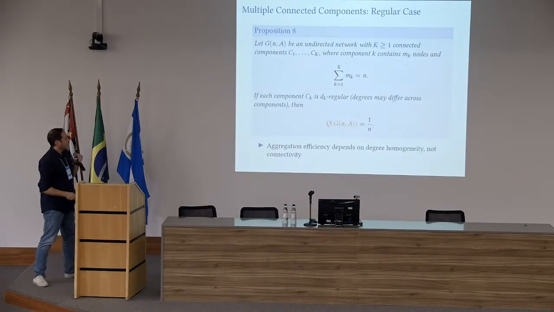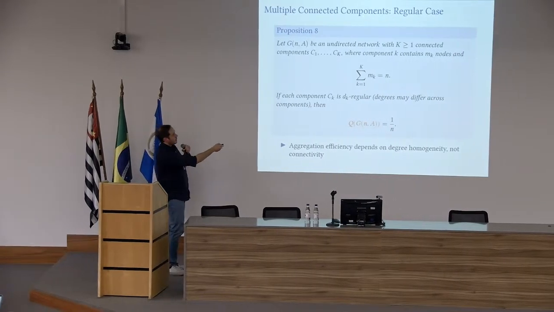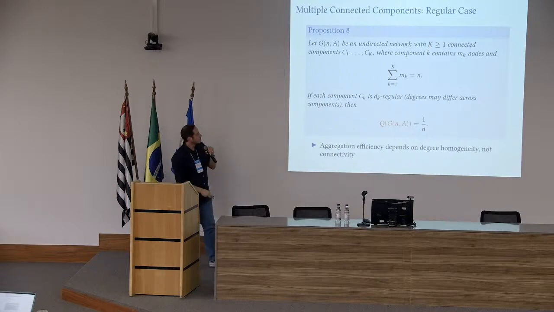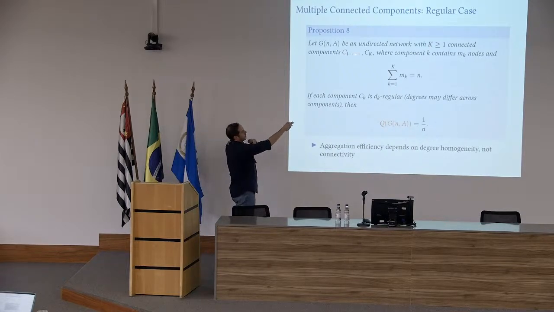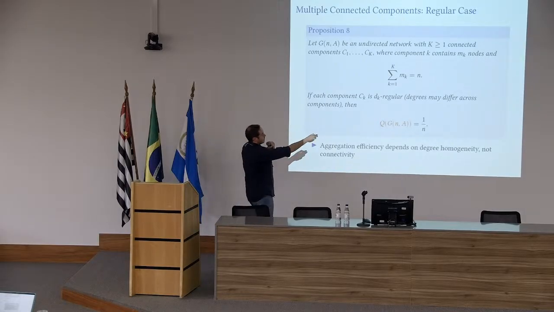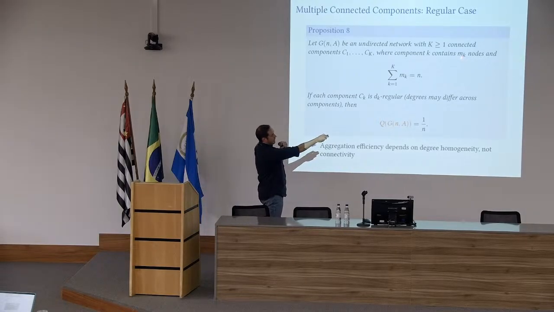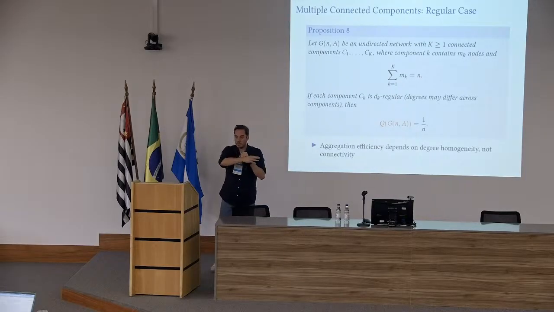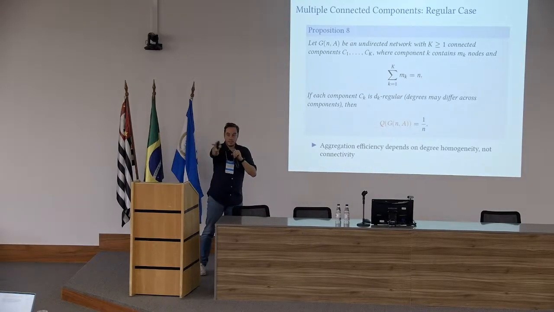Okay, now what this is saying for the regular case. Imagine that you have an undirected network with capital K components. Component 1, component 2, all the way to component capital K. And each one of the components has M sub small k nodes. And if you add up all the nodes across components, you're going to have N. Okay, in total, there are N, but they are split into components.